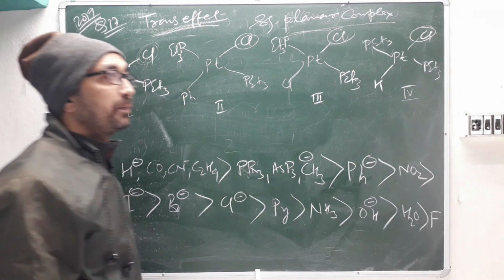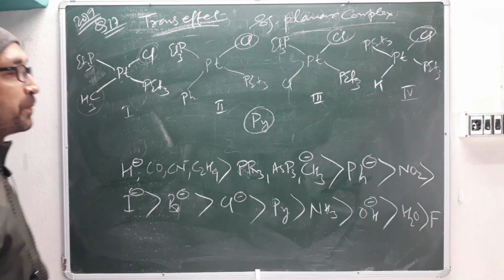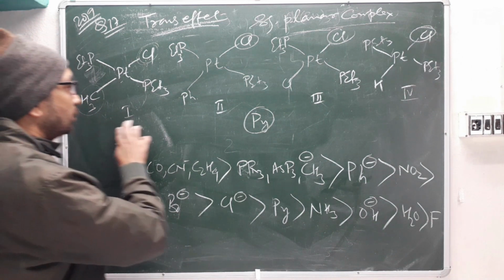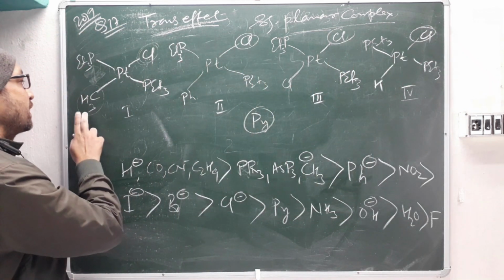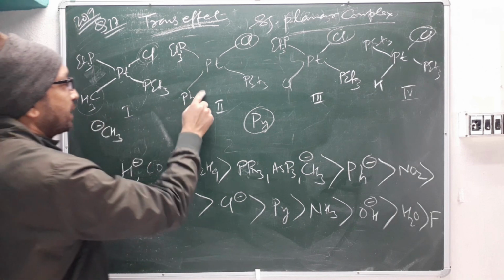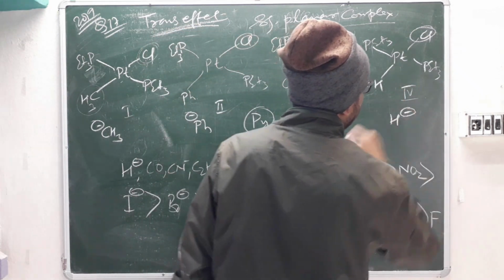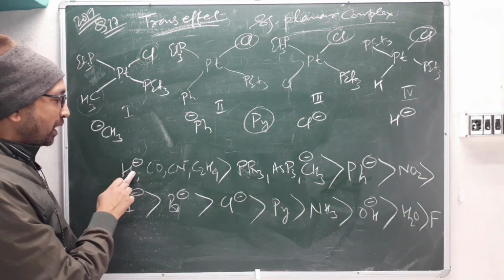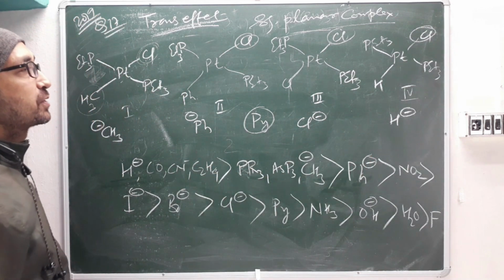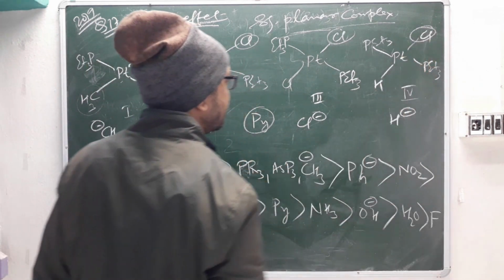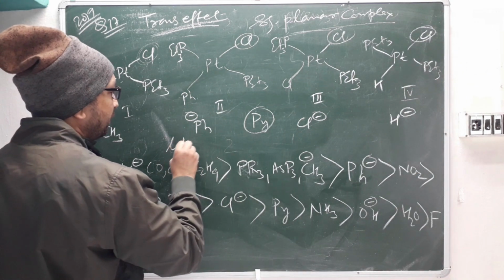Now you just see, everywhere here it is chlorine. We have to replace this chlorine with pyridine. For that we have to see which one is stronger, which means we have to focus on the opposite of this chlorine, right? So here we have CH3 minus, here we have phenyl, here we have chloride, here we have hydride. Just see this trans series: hydride will be the strongest. If this is stronger, then this will be more labile, right? Substitution will take place easily. So I'll just write the lability order.